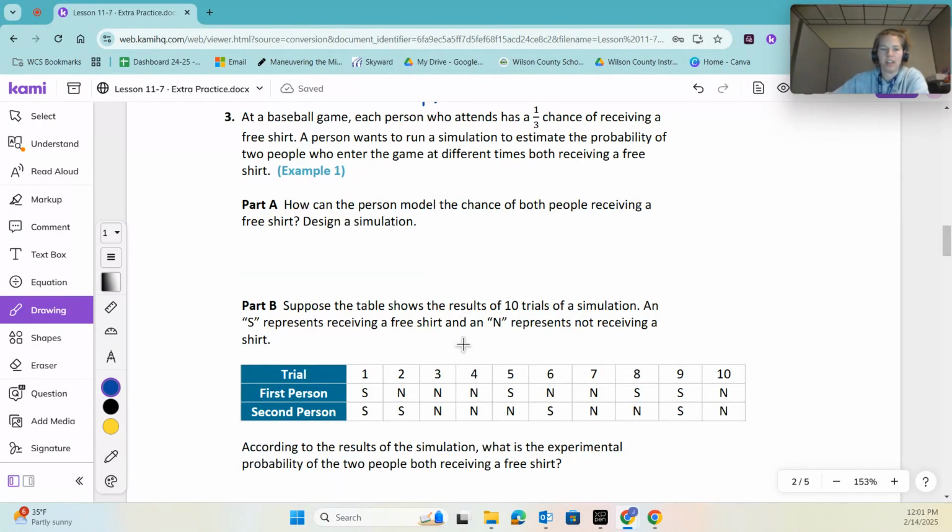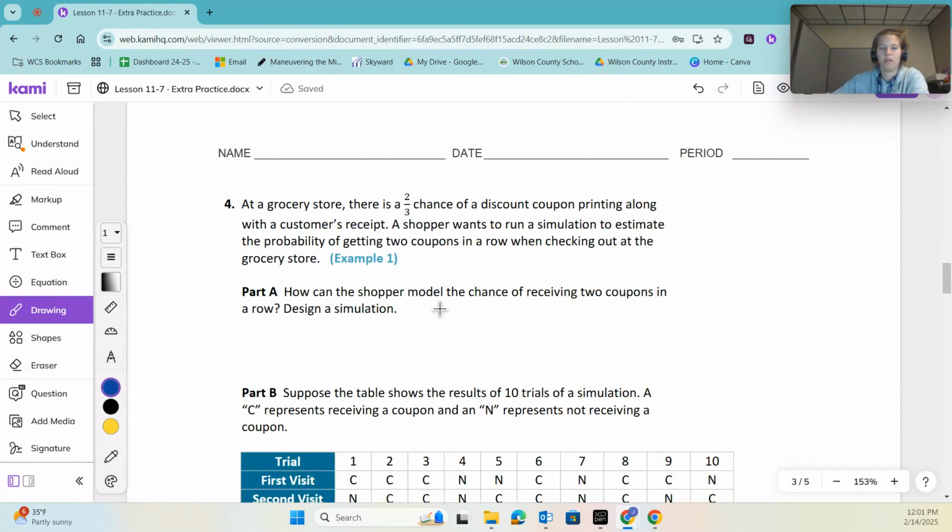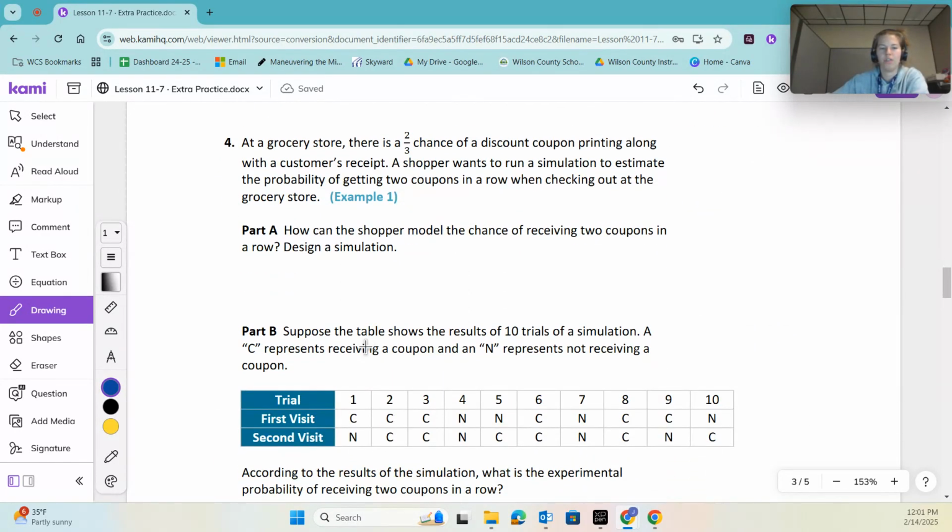Here's number 3. You can try that one on your own. And number 4, there's one more you can give a shot on your own as well.